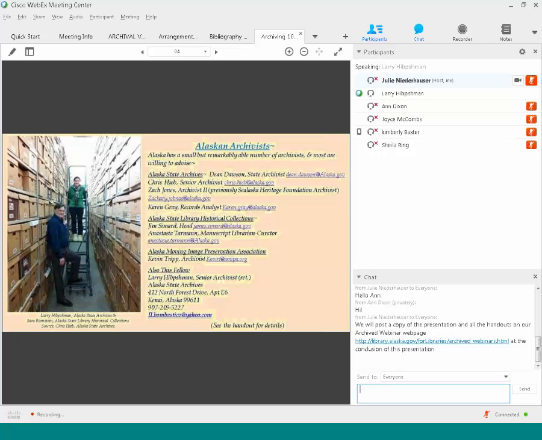Dean Dawson is a state archivist. Unfortunately, I discovered after I prepared this that Dean Dawson will be retiring May 1st, but I'm sure whoever comes in to take his place will be equally willing to help. Chris Hebe has my old job at the State Archives and is very personable and approachable and can help. Zach Jones, who is now an archivist too at the State Archives, was originally at the Sea Alaska Heritage Foundation, so that he has some feeling for Alaska Native records and collections.